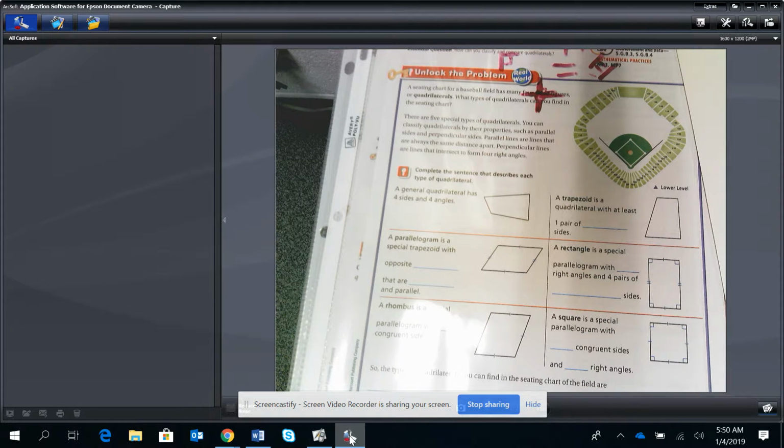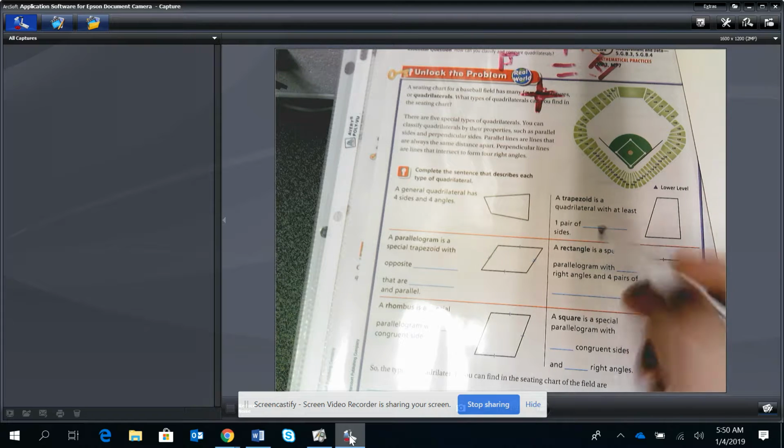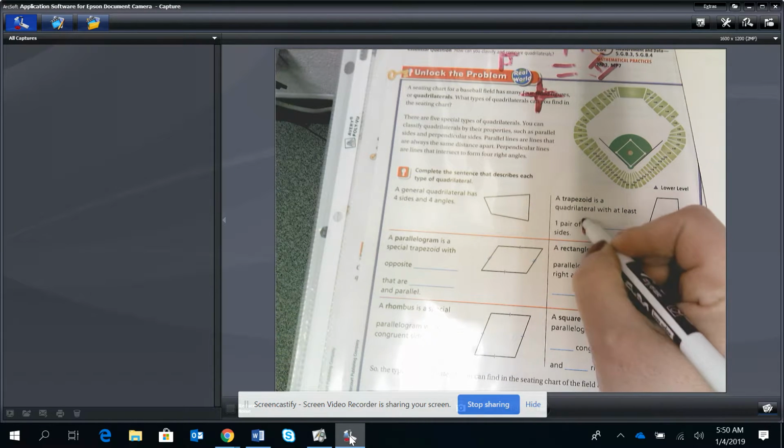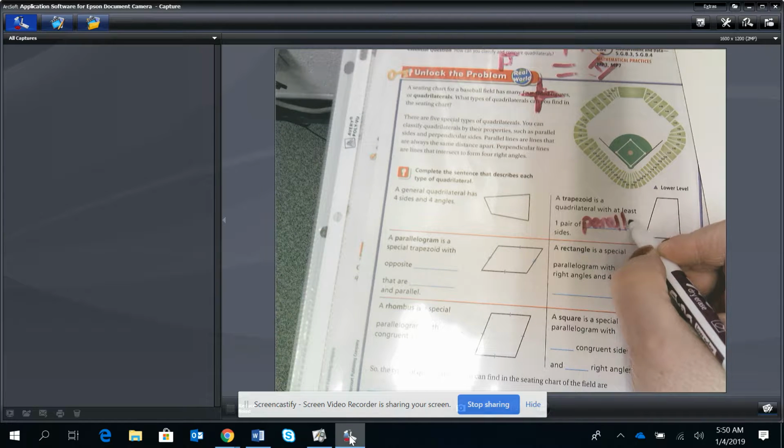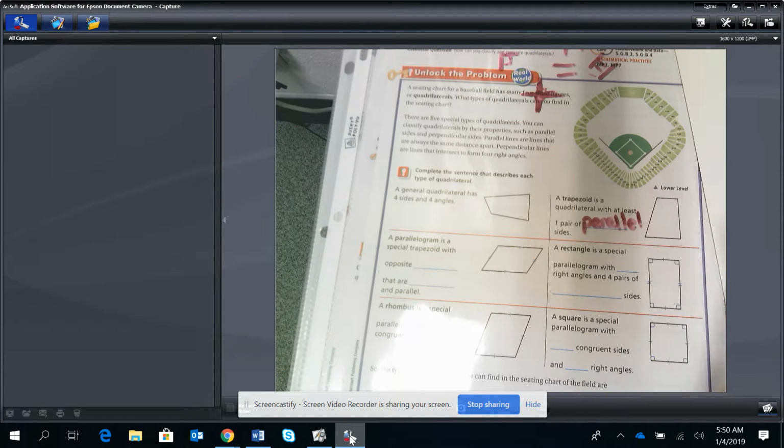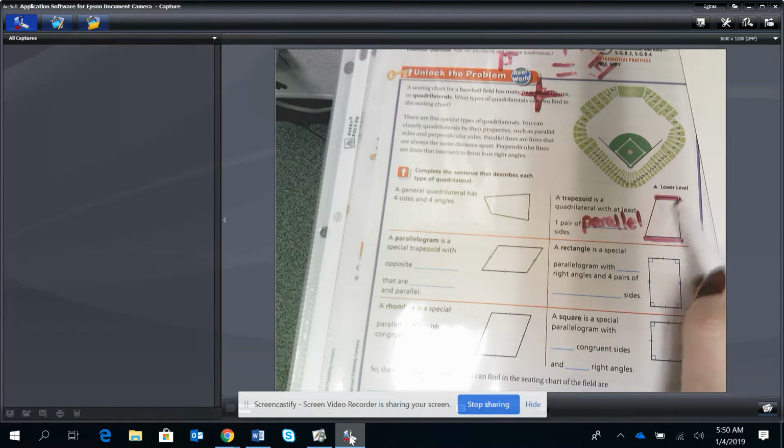All right. A trapezoid. A trapezoid is a quadrilateral with at least one pair of parallel lines. So put the word parallel. That means this and this are the 2 parallel lines because there's the same distance in between them.